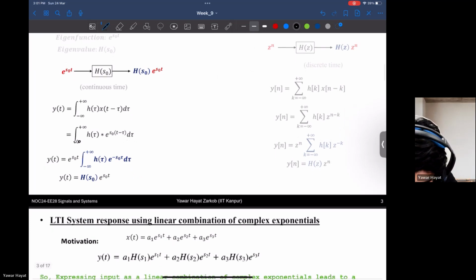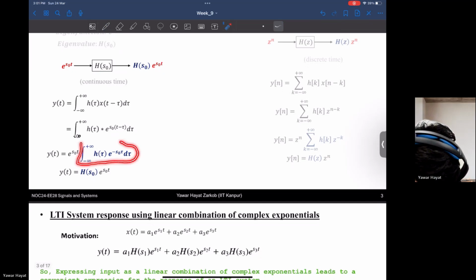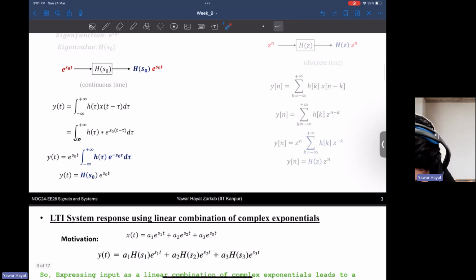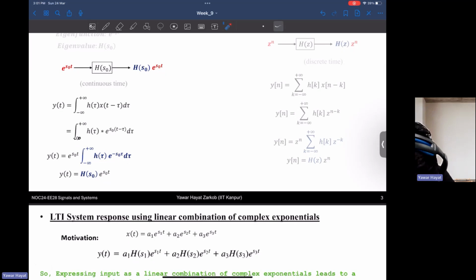Now, what is this by definition? This is how we define the Laplace transform of a given signal, right? So we were able to express y of t as the product of e to the power s naught t, which was actually the input, and the Laplace transform of the impulse response in the time domain. The Laplace transform of that is the S domain h of s naught.